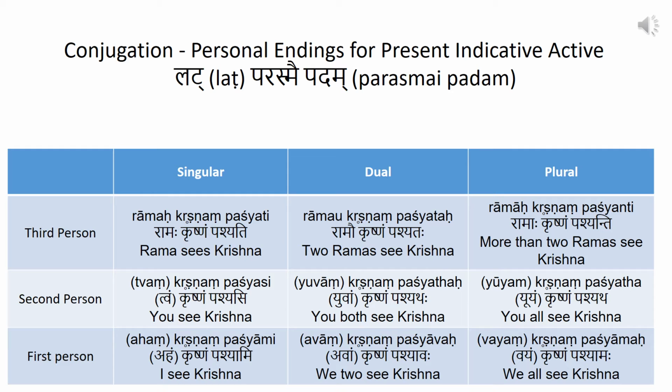The second person endings are used when you want to say you see Krishna. Tvam Krishnam Pashyasi. You both see Krishna. Yuvam Krishnam Pashyatha. Or you all see Krishna. Yuyam Krishnam Pashyatha. The words Tvam, Yuvam and Yuyam are subject forms of you, you two and you all respectively. We will learn more about these forms in later chapters.